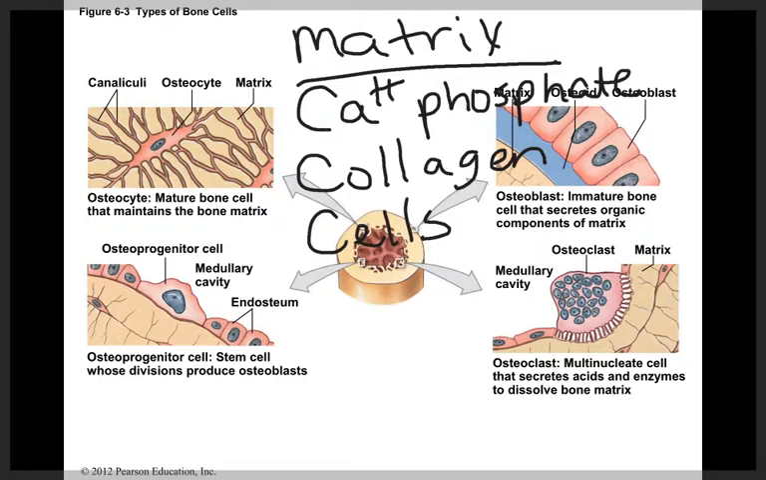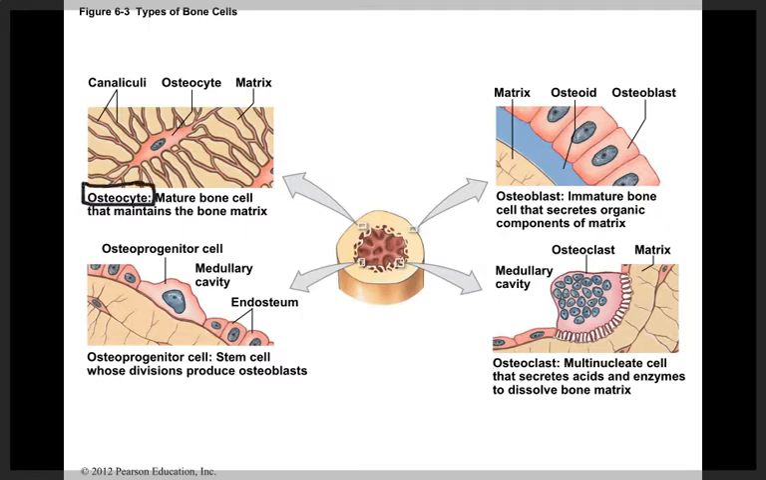Let's look at the cells. The osteocyte is a mature bone cell that maintains the bone matrix. This cell is non-dividing. It occupies a lacuna or a pocket that's sandwiched between layers of matrix. The layers are called lamellae. Here we can see the canaliculi that are the narrow passageways that penetrate the lamellae, connecting each lacuna to each other and also to blood vessels.